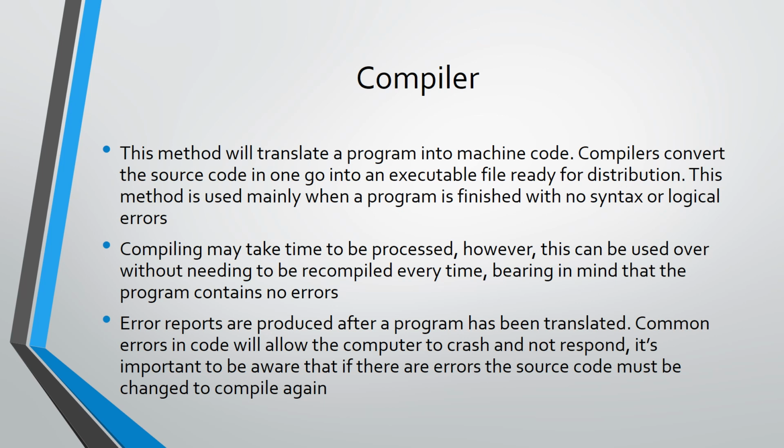So, this method will translate a program into machine code. The compiler converts the source code in one go into an executable file ready for execution. This method is used mainly when a program is finished with no syntax or logical errors. It may take time to be processed, however, the result can be used over and over without needing to be recompiled every time, bearing in mind that the program contains no error.